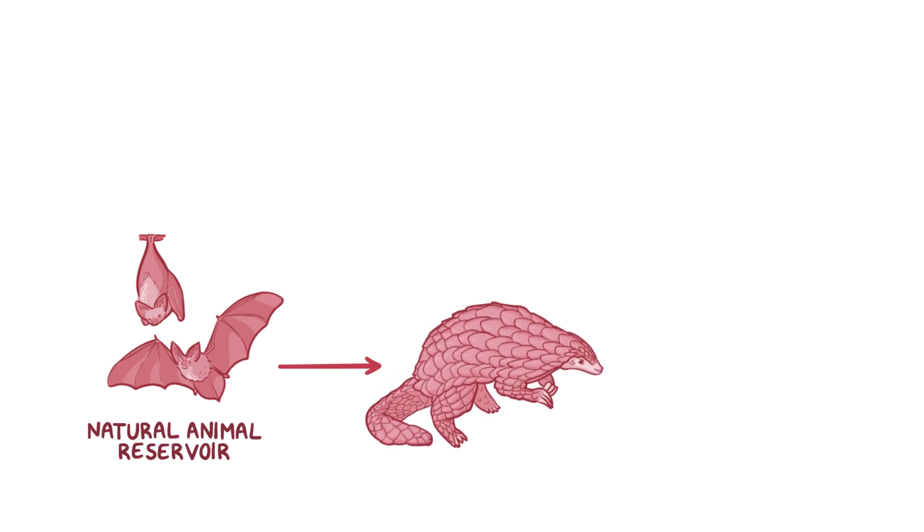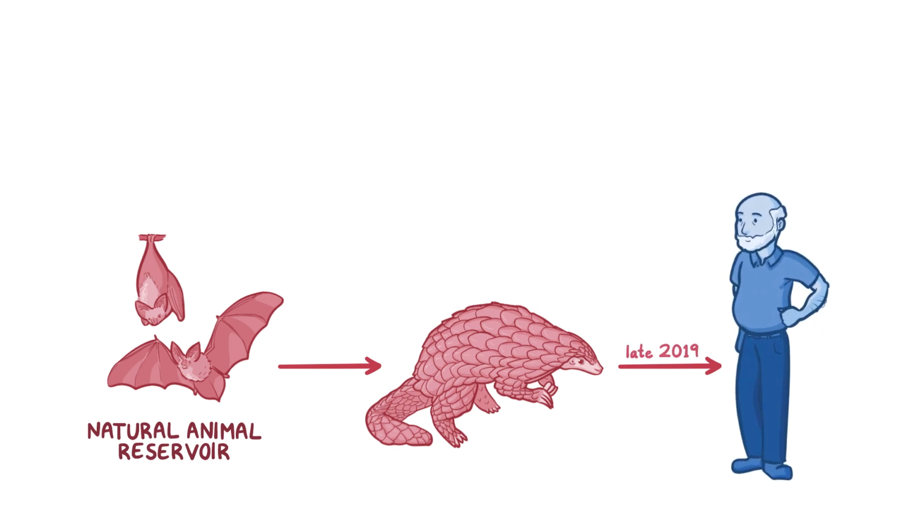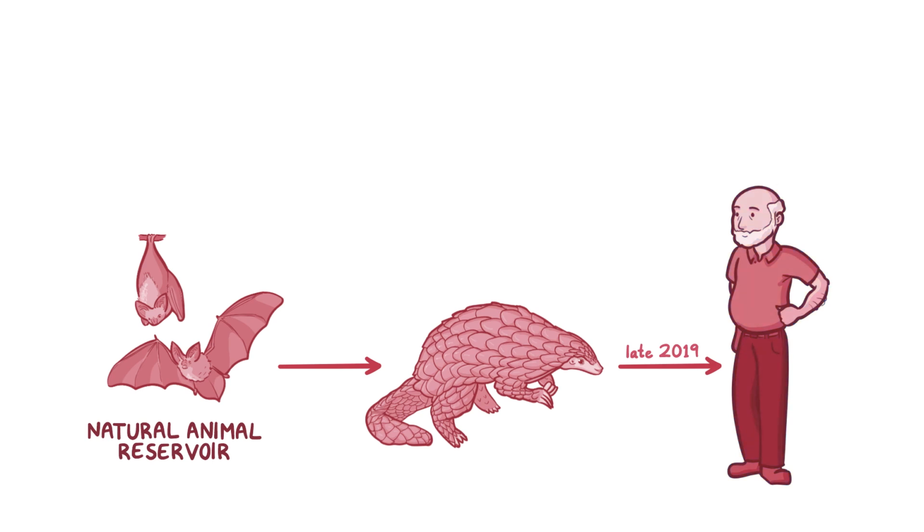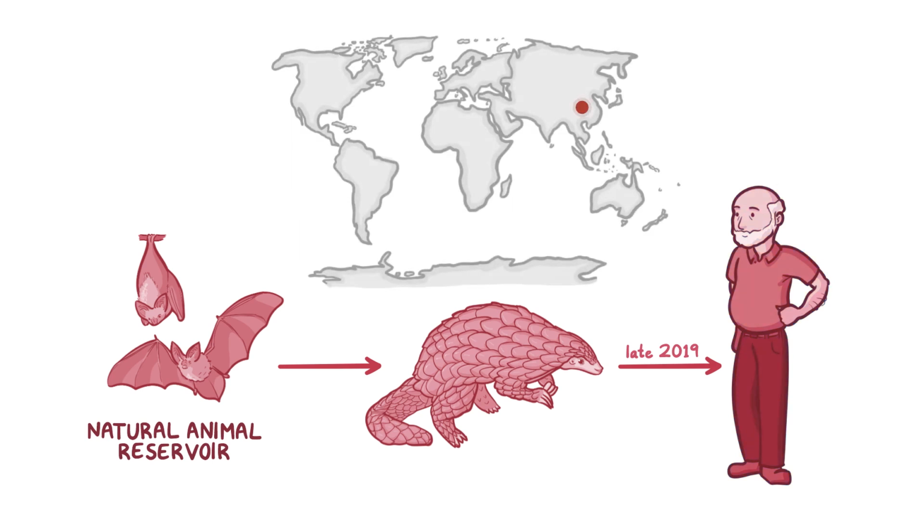In COVID-19, what happened is that there was a coronavirus circulating among bats, which are a natural animal reservoir, and it mutated just enough to start infecting an intermediate host, the pangolin, an animal that looks like a cross between an anteater and an armadillo. In late 2019, the coronavirus mutated again and started causing disease in humans. The outbreak began in China, but has since spread around the world.